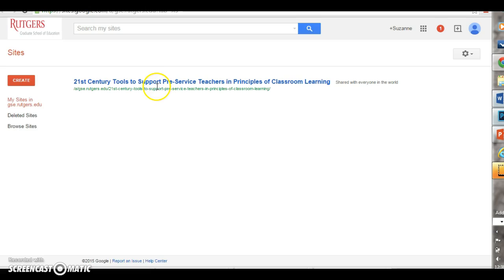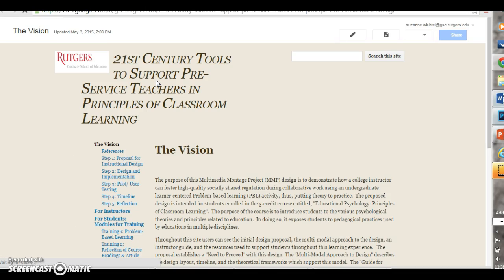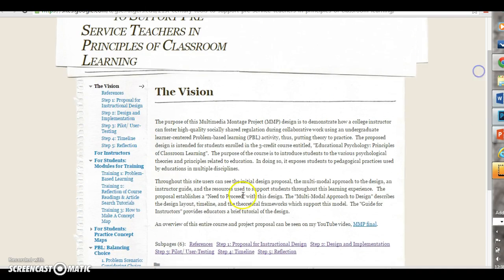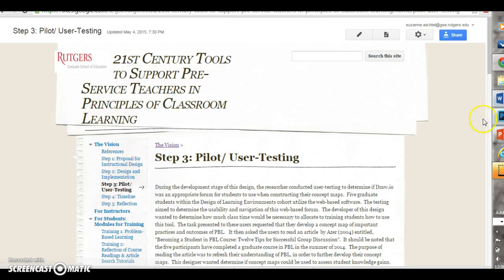I've begun developing my website, so here it is. I've included the vision so far. This also includes my proposal that I submitted and my design implementation as the subpages. You'll also see that I have a user testing page.